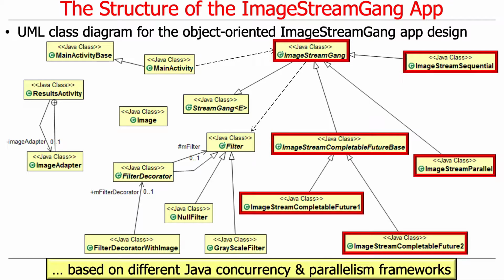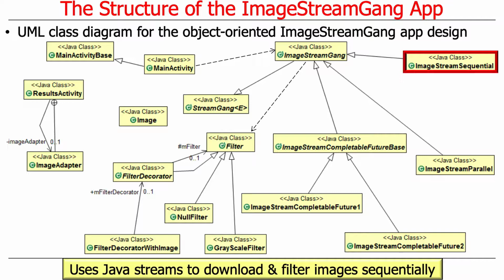And then we have a whole slew of different subclasses of ImageStreamGang that will process things sequentially, in parallel, and with completable futures. There's a couple of different completable future variants and so on. All of this just uses good old object-oriented design and programming features like inheritance. The purpose of all this, of course, is to share fields, methods, and structures so that you have more systematic reuse. That's the reason we use inheritance.